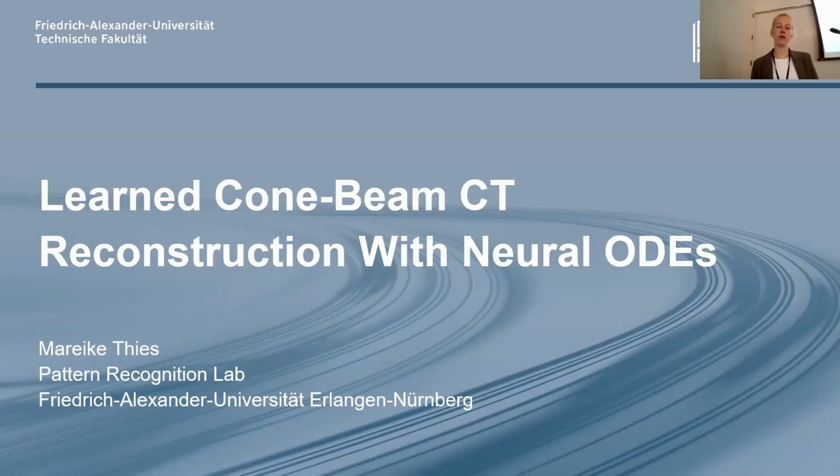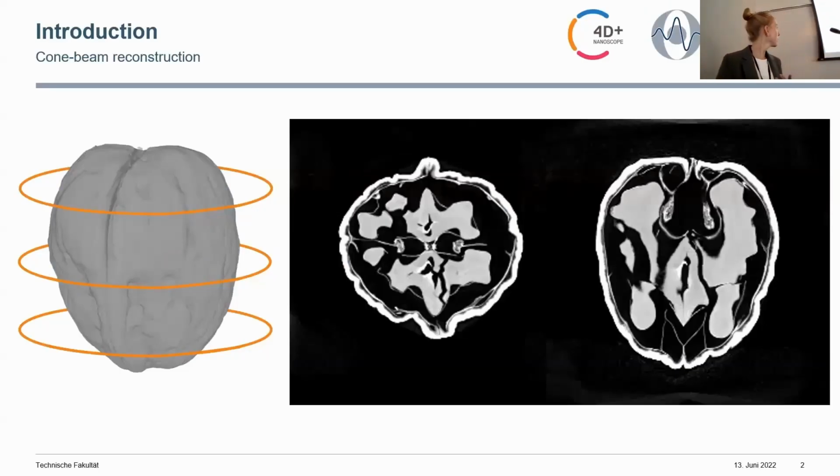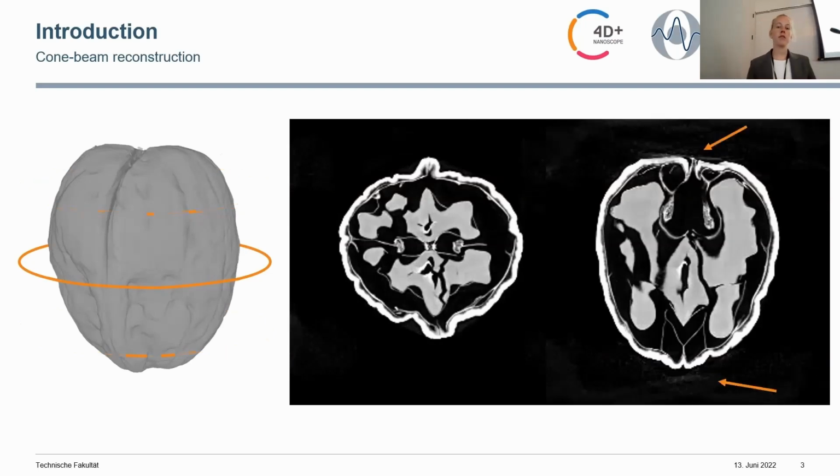My talk is about learned cone beam CT reconstruction using neural ordinary differential equations. Throughout this talk, we will be looking at this walnut data a lot. If you acquire cone beam CT projections at 3 circular trajectories at different heights of the walnut, and then you run an iterative reconstruction algorithm, you end up with a very nice reconstruction of the interior of the walnut. However, if you only sample the central circular trajectory of these different trajectories and you run the same reconstruction algorithm, you can already see some increased noise, and also you get some cone beam artifacts at the top and the bottom of the walnut.